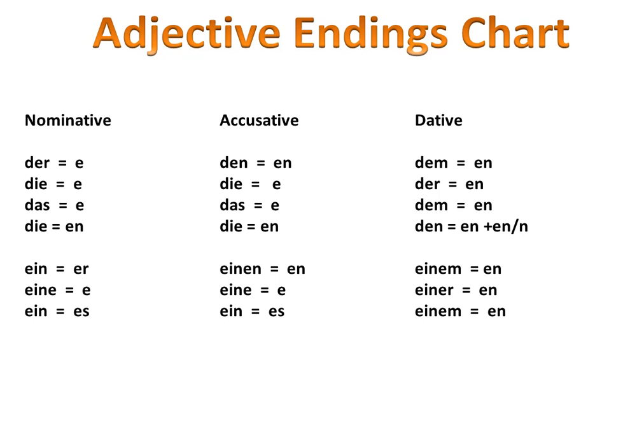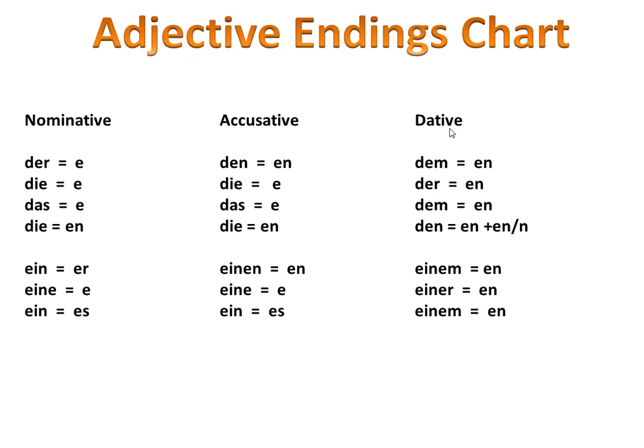So in the nominative, der, die, and das, these are your definite articles all the way across. And then the last three are your indefinite articles. So for the nominative case, if you have the definite article present, then the adjective will end in e, except for the plural, which will end in en. In the accusative, this all stays the same except for masculine nouns, which will change to den, and the adjective will also end in en as well.